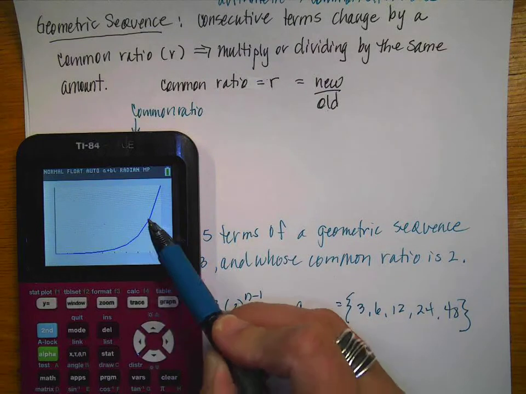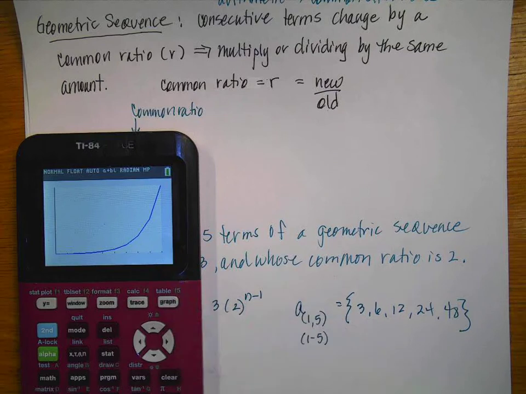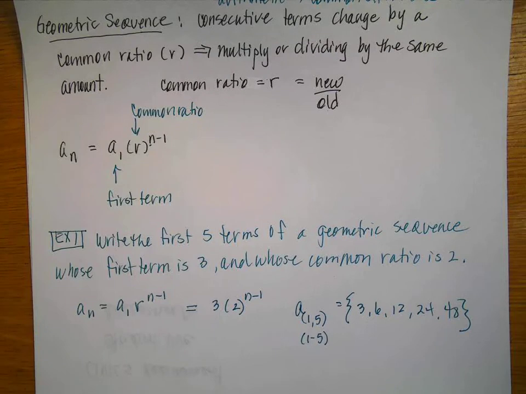And the reason that my curve is jerky is because each one of the vertices is going to be a data point. All right, so the thing to notice about a geometric sequence is that it is a curve and not a straight line. All right, let's do our next example.